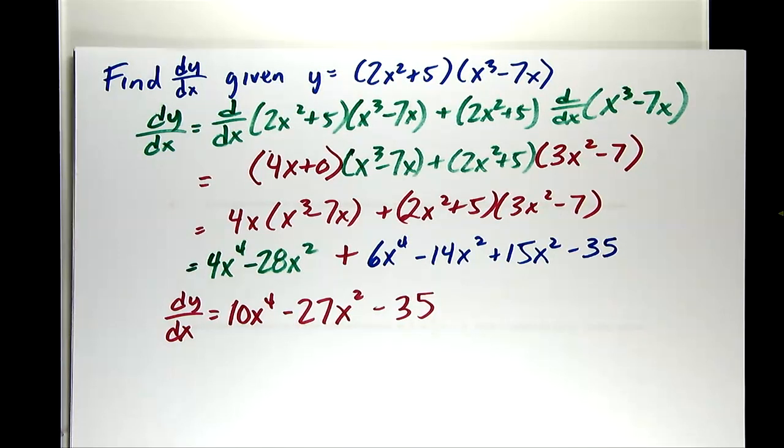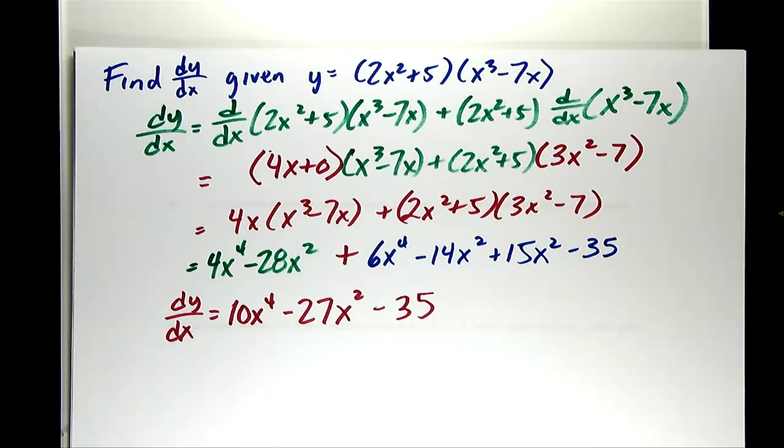Yes, Matt. Can I ask why we couldn't just take the derivatives of each term individually and add them together? Like, why didn't we take the derivative of 2x squared plus 5 and then the same with x cubed minus 7x, and just add them together separately? Is that wrong? Yes, it would be wrong.